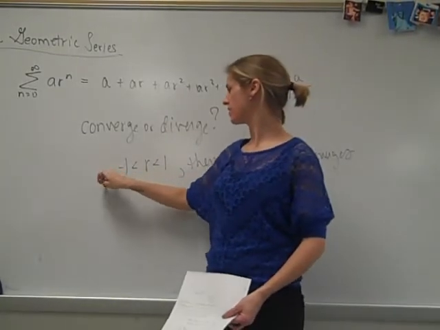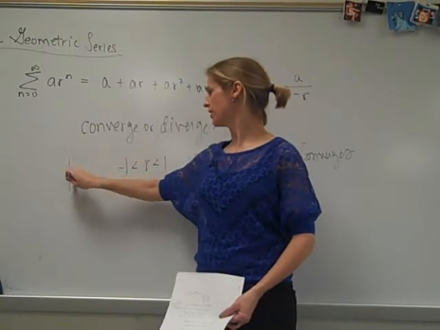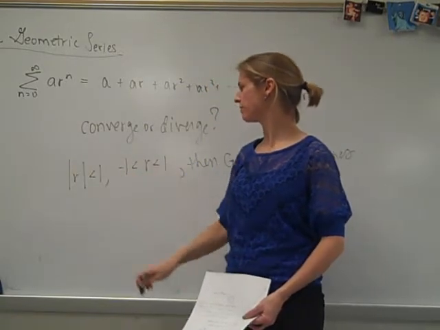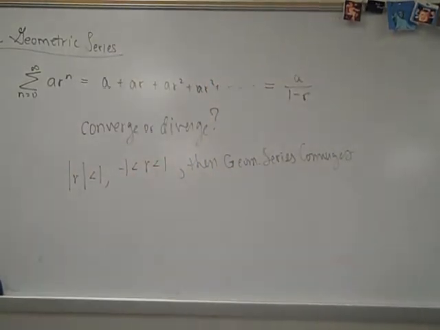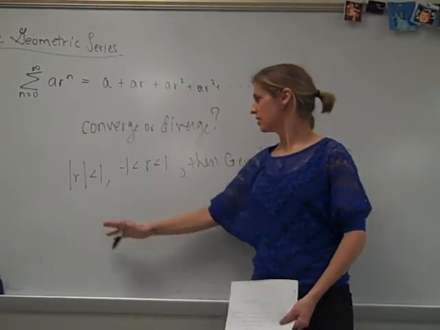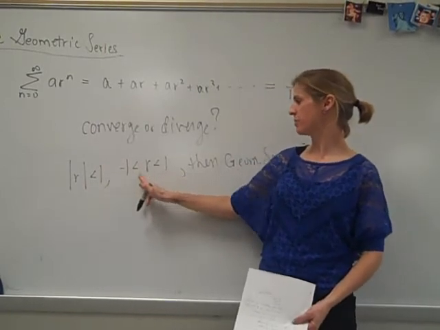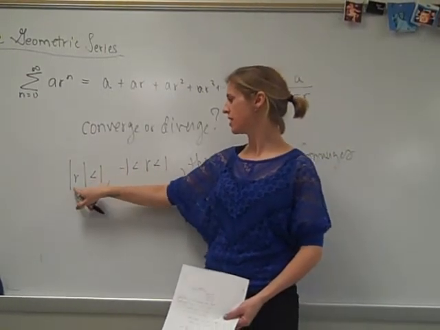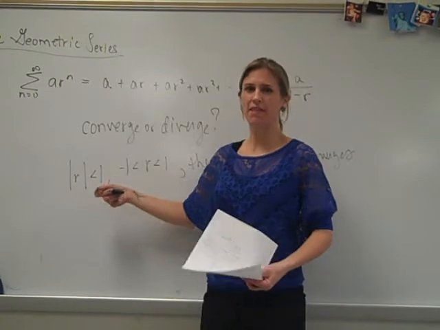The way we often write this, instead of writing it like this, people will write the absolute value of r is less than 1. Does it make sense that it equals the same thing? Can it be 1? It can. So sometimes instead of seeing r has to be between -1 and 1, you'll see the absolute value of r is less than 1. And that's what that means.